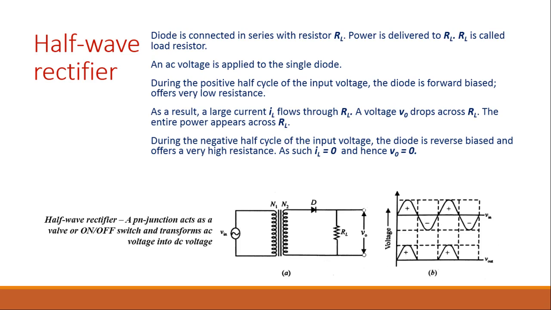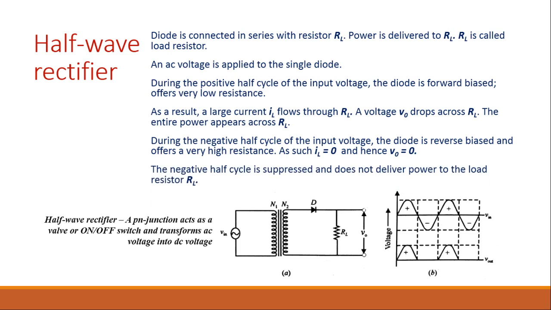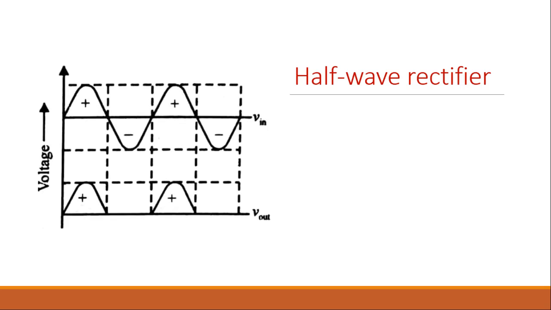The entire power appears across RL. During the negative half cycle of the AC input voltage, the diode is reverse biased and therefore will offer a very high resistance. So, the current IL will be 0 and the output voltage V0 will also be 0. The negative half cycle is suppressed and does not deliver power to the load resistance RL.